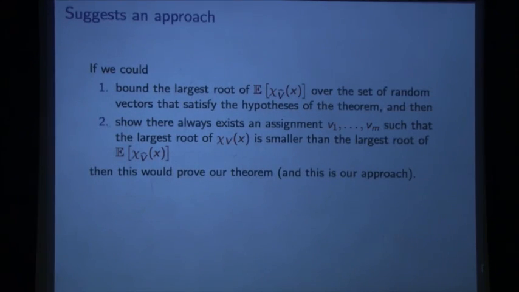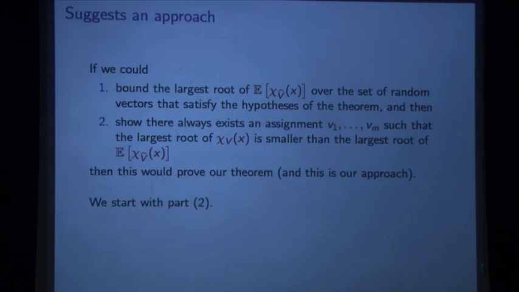Okay, so the point of this is that it suggests an approach. If we could somehow bound the largest root of the expected characteristic polynomial over the set of random vectors that satisfy the hypotheses of the theorem, and then show that there always exists some assignment such that the largest root of that assignment is smaller than the largest root of the expected one, then this would prove our theorem, right? The expected characteristic polynomial would be our bound, and we are just going to show that we can always find some assignment which does better than the expected characteristic polynomial.